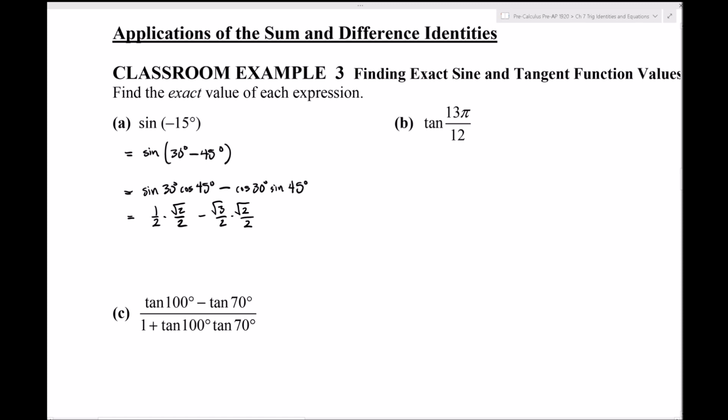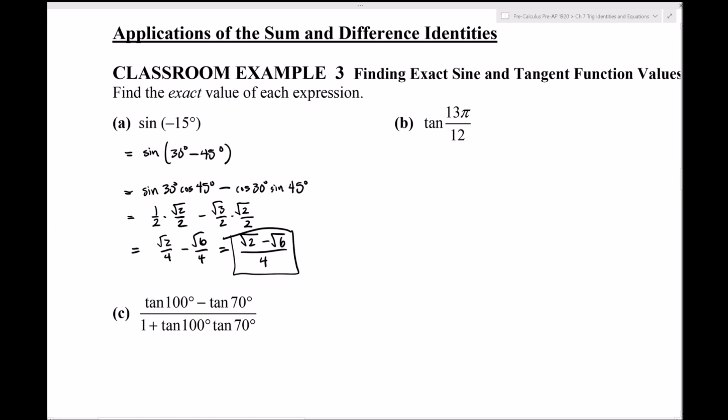So 1/2 times square root of 2 over 2, minus square root of 3 over 2 times square root of 2 over 2. And multiplying these things, after a while you get used to them. This is square root of 2 over 4 minus square root of 6 over 4. And we could just combine the top into one fraction, square root of 2 minus square root of 6, all divided by 4 on the bottom. And that's it for that one.